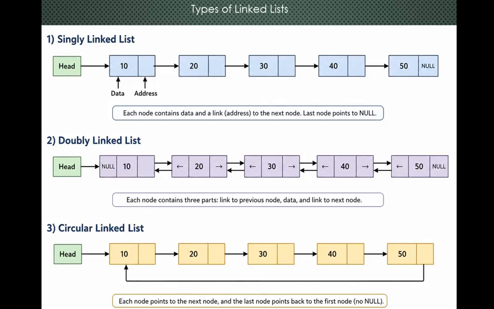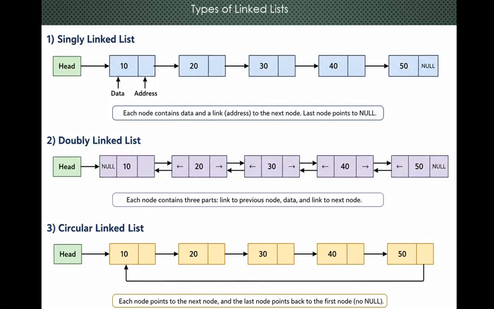Doubly linked list: each node contains pointers to both the next and the previous nodes. Look into the example. Each node contains three compartments here. The left compartment, or the first compartment, is a link to the previous node. The middle is the actual data, and the last compartment, or the third compartment, is a link to the next node.